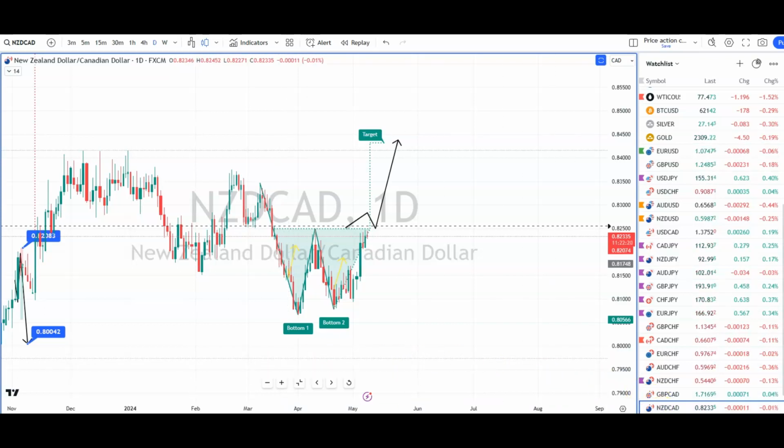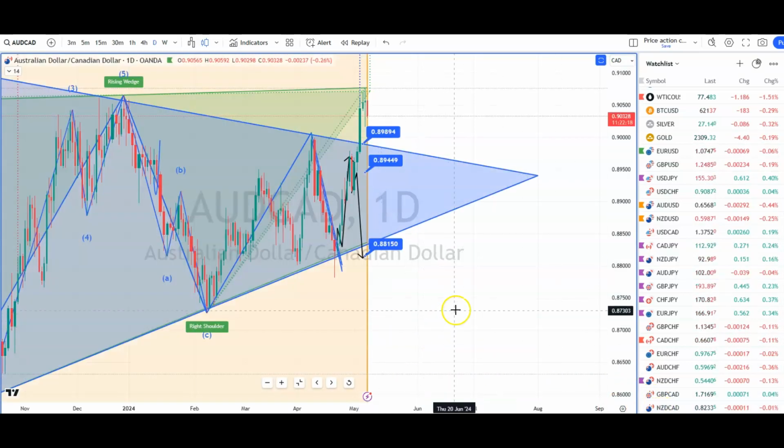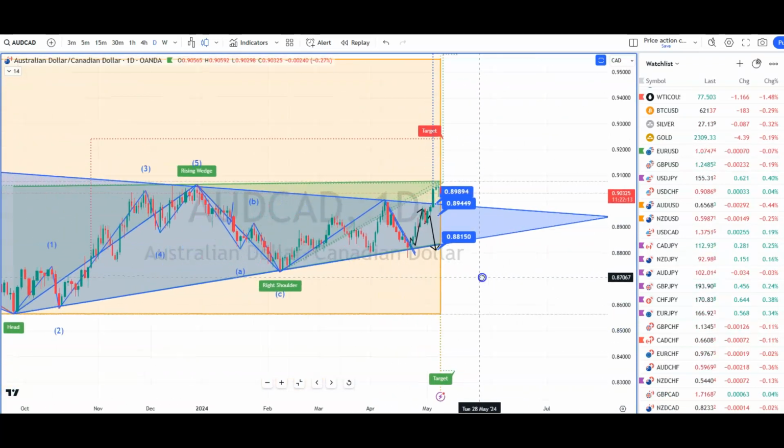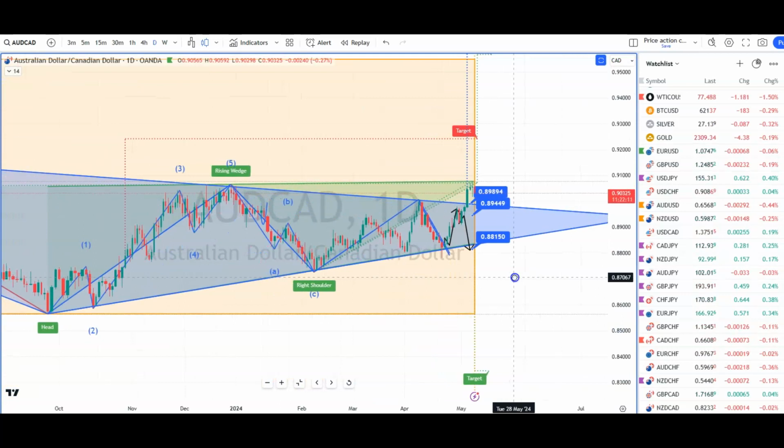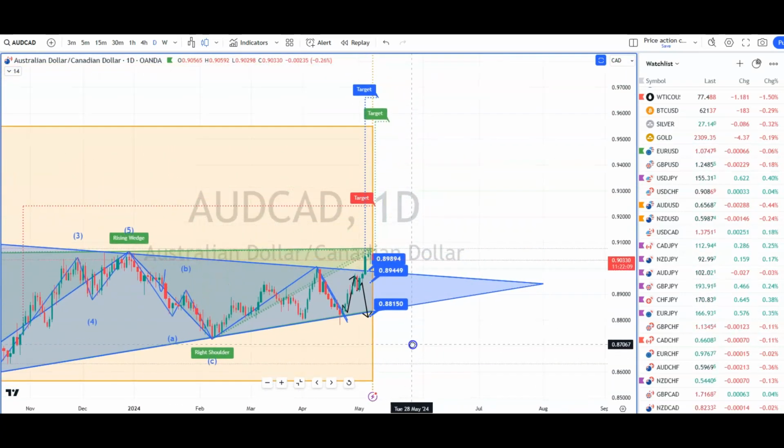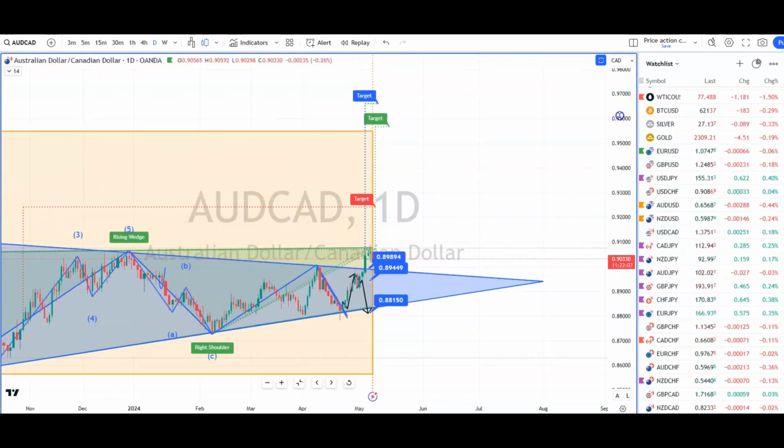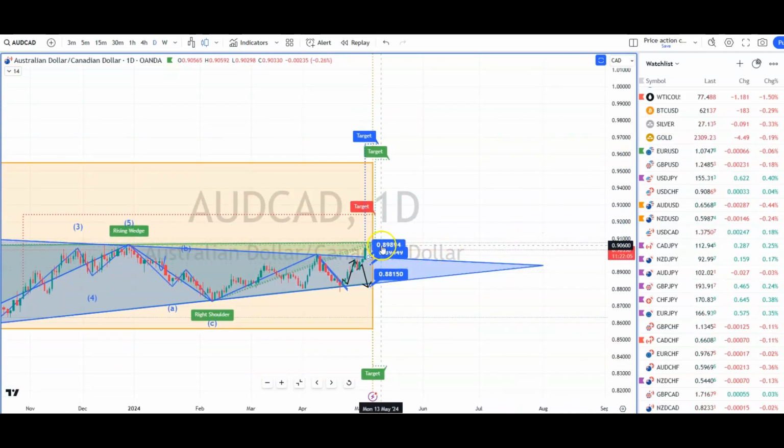members. So Aussie Canadian. Oh, Aussie Canadian looks. Oh, hold on. I thought it was a break. It's not a break. It's in a rising wedge and a triangle formation and a rectangle. So I'll need to see more information on this one.